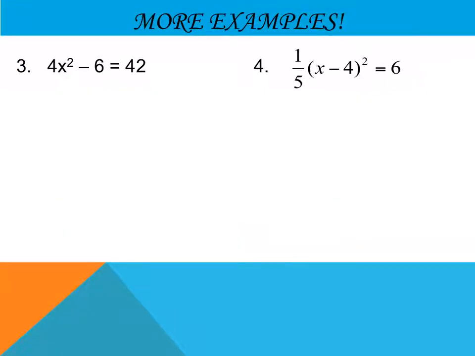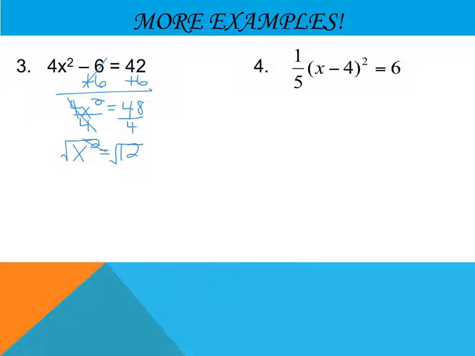Okay, a couple of other examples. You're going to go ahead and add 6 to both sides here. You'll have 4x squared equals 48. Divide by 4. We have x squared equals 12. We square root 12, and again, it's going to be both the positive and negative version of the square root of 12, but 12 has a perfect square factor of 4. So if we simplify that down one more time, we're going to get the positive and negative version of 2 times the square root of 3.